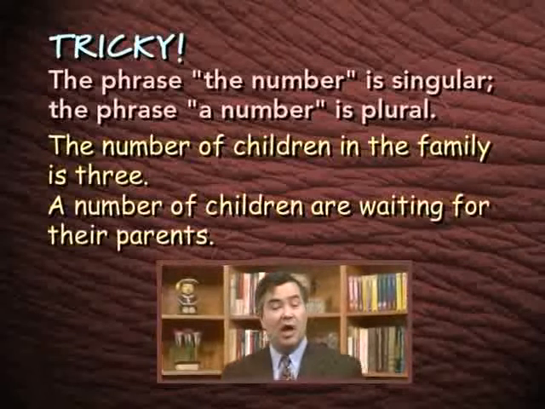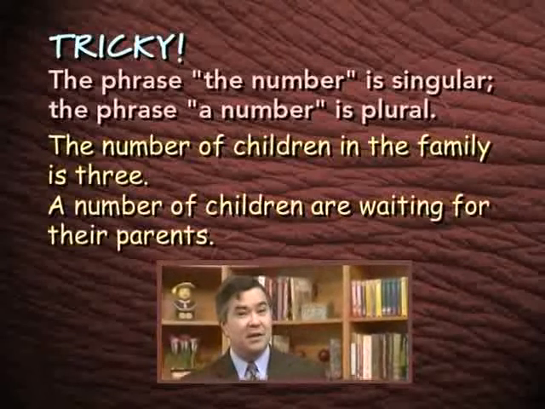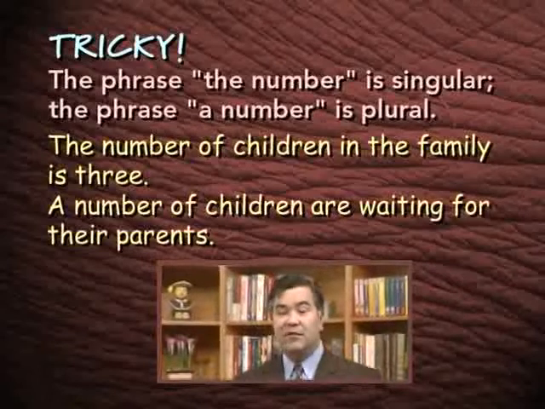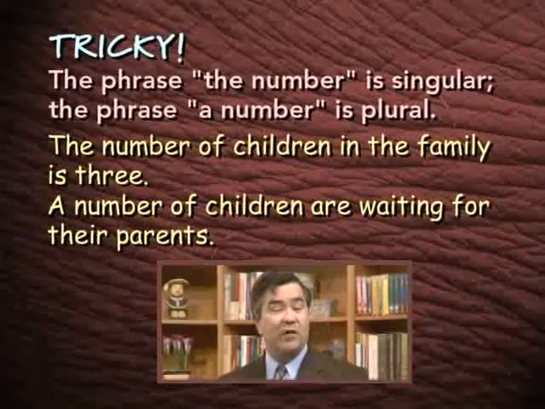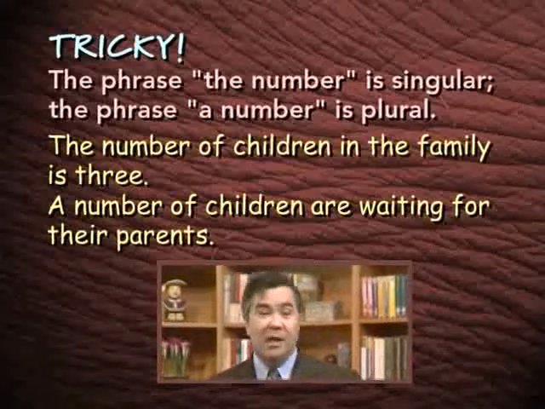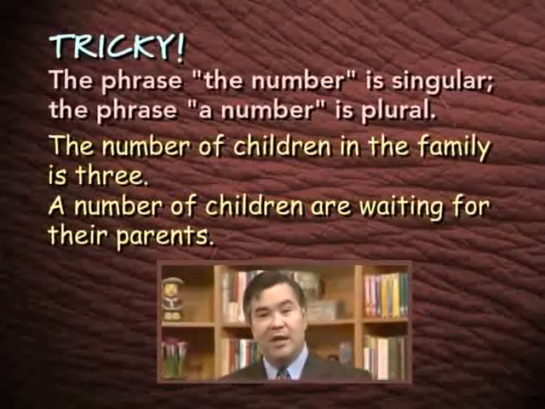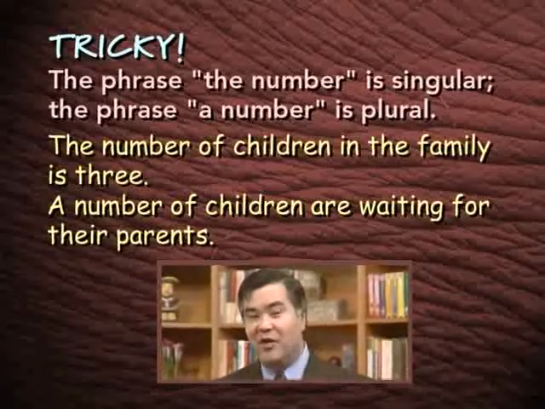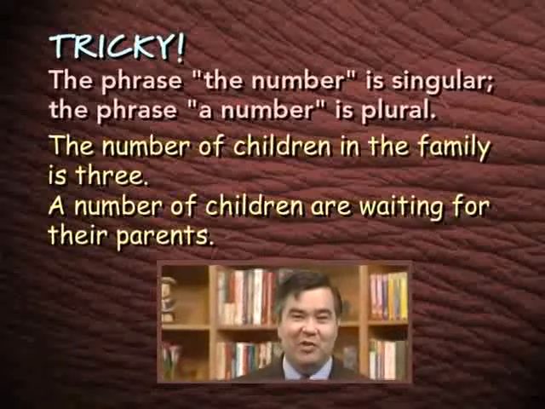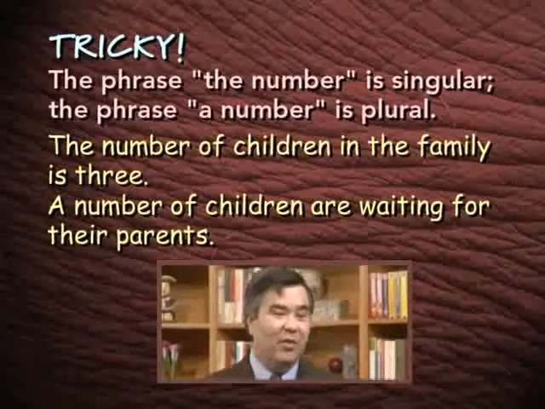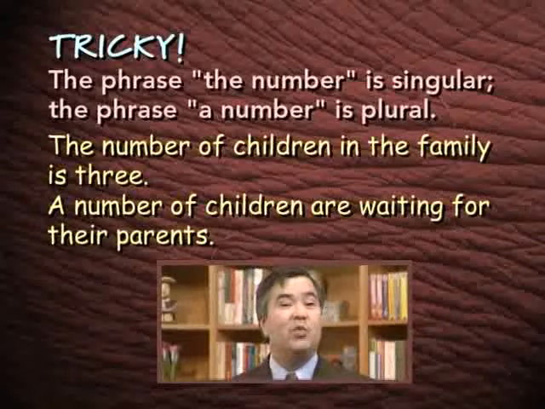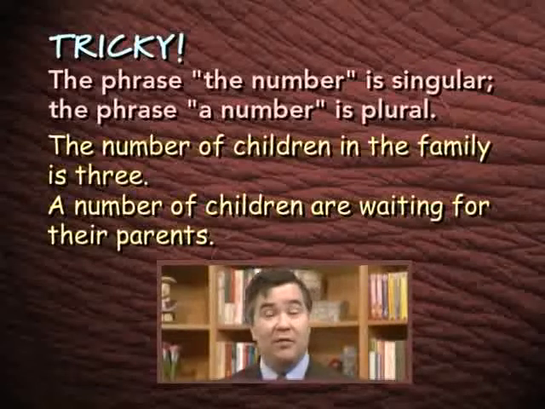Look at this example. A number of children are waiting for their parents. Now, in this case, we're using the phrase, a number, which may look very similar to the number. But in this context, what the phrase, a number of children, is referring to is several children, more than one child, 3, 4, 5 children. That's what we mean when we say a number of children.